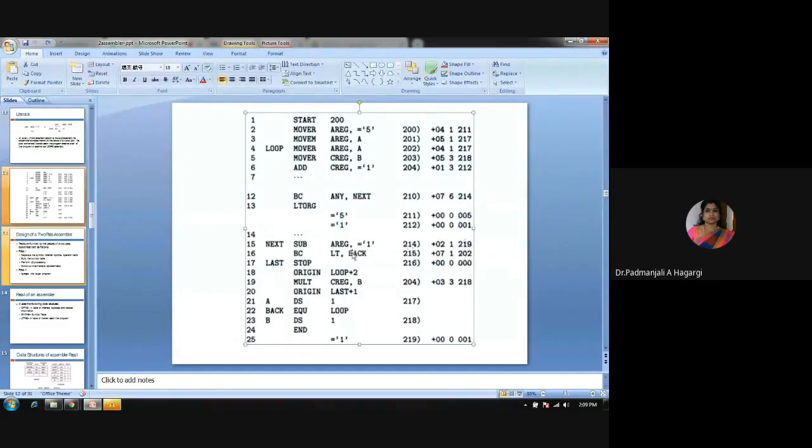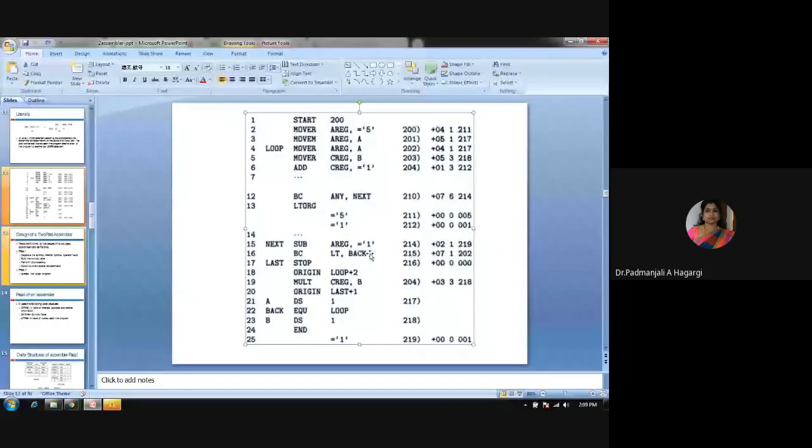As we know that add is having the value 01, therefore sub is having 02. And AREG is the category 1. And for the time being, it will be blank.